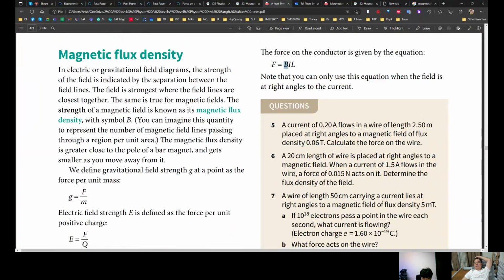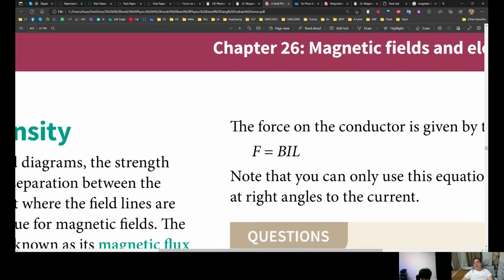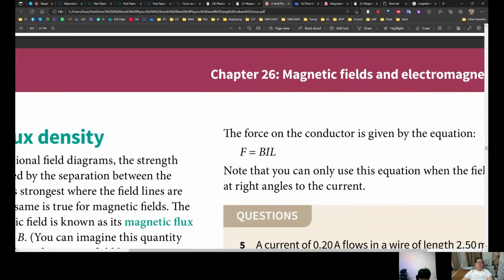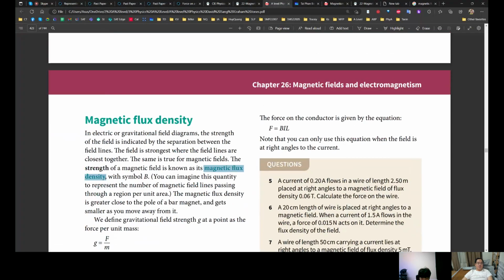The letter B here is called the magnetic field strength. It is the magnetic force acting on a 1 ampere current running in a 1 meter length rod. But it also has another name, called magnetic flux density. The magnetic flux density is strongest close to the pole of a bar magnet and gets smaller as you move away from it.